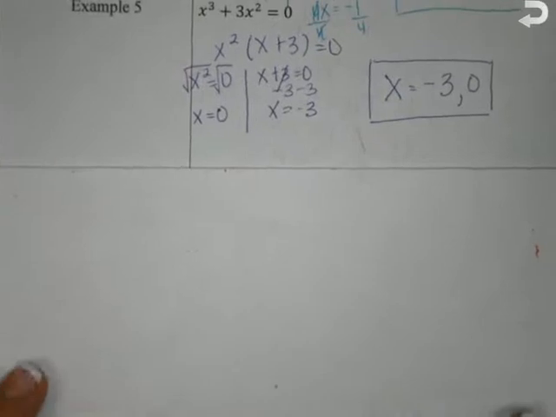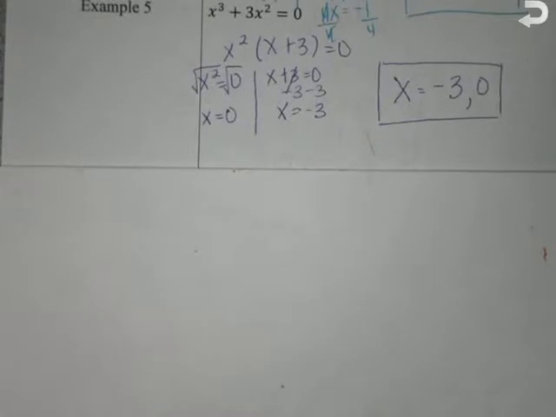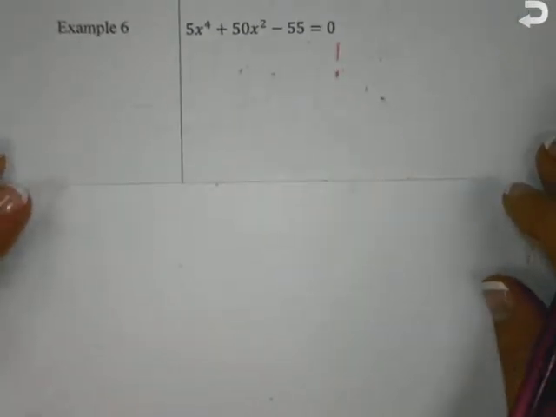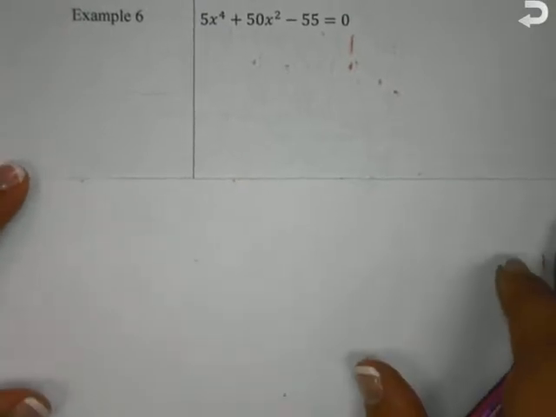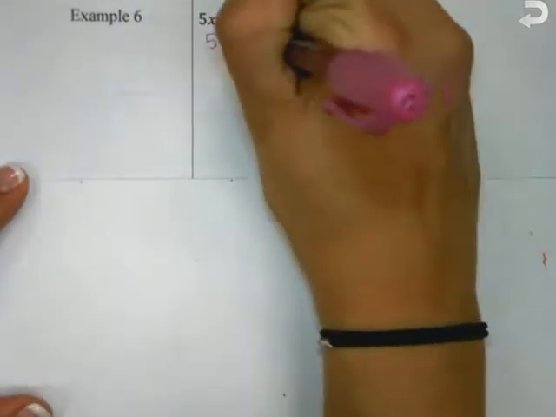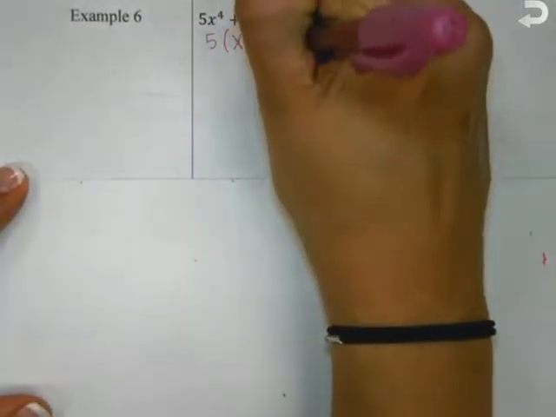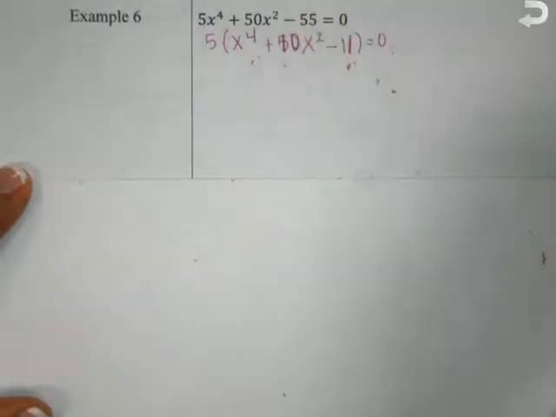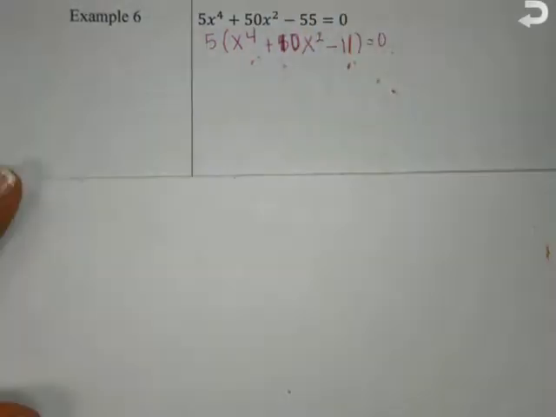Okay, example number 6. 5x to the 4th plus 50x squared minus 55. What do you see? A greatest common factor of 5. So let's factor out the 5. That gives me x to the 4th plus 10x squared minus 11 equals 0. And then this kind of looks like diamond method, but I'm not exactly sure because of that x to the 4th. Can I use diamond method on this?